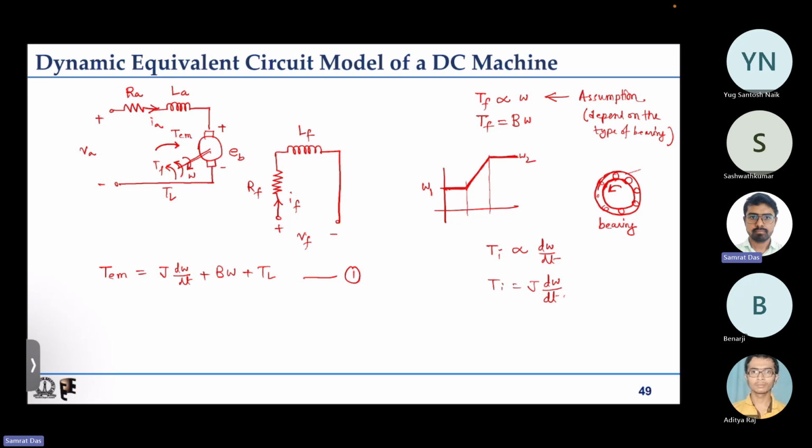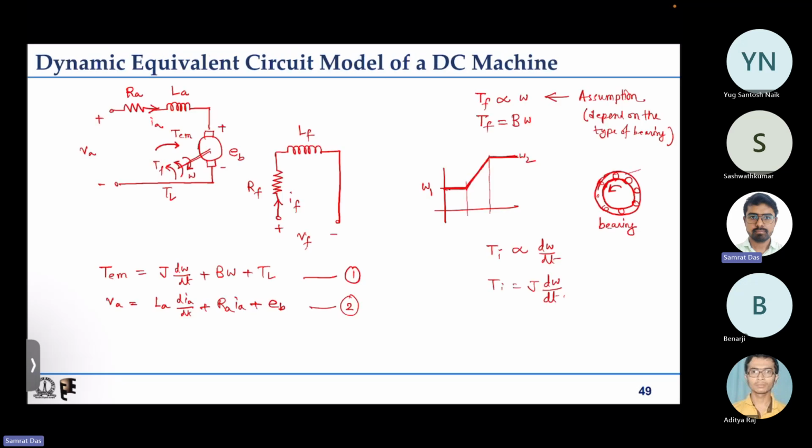Then the armature circuit you have already written. We have VA. If I write the KVL equation, then VA is equal to LA dIA/dt plus RA into IA plus EB. So this is the second equation, let us say. And the third equation is the field circuit. Say VF equal to LF dIF/dt plus RF IF. So this is the third differential equation for the field winding.